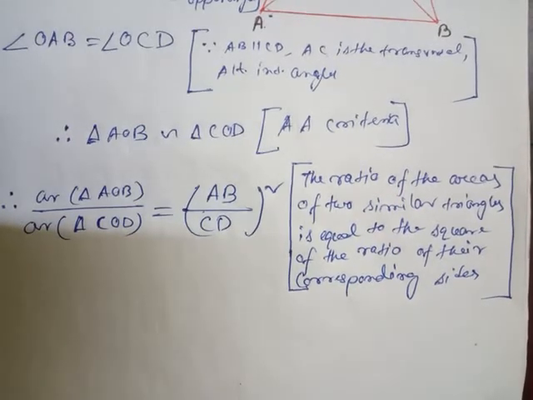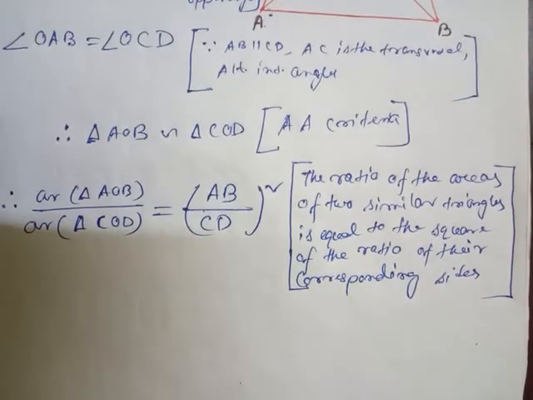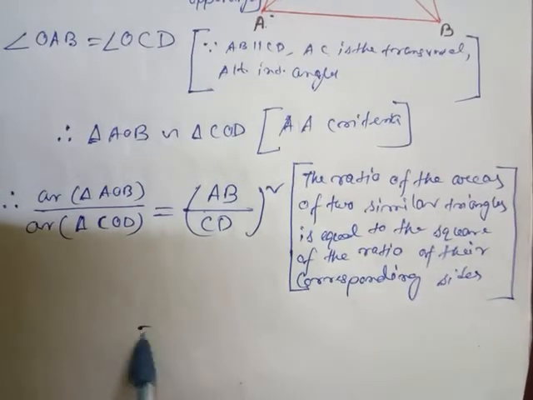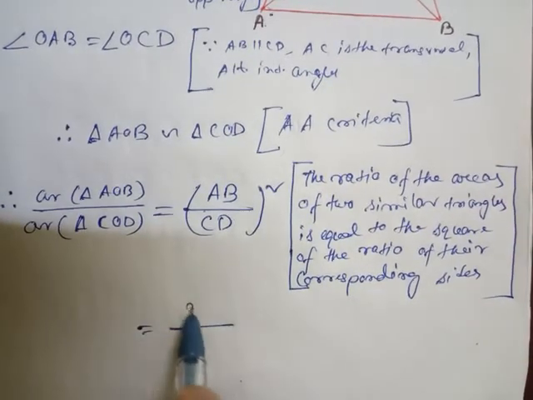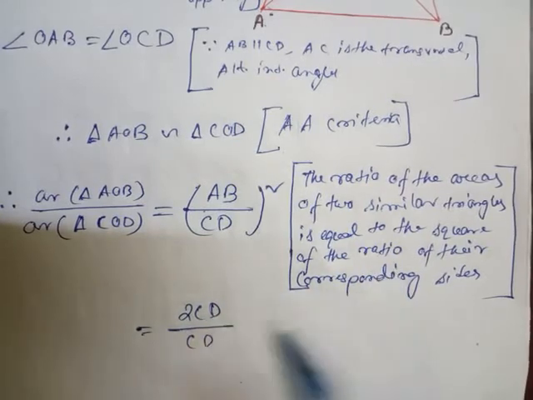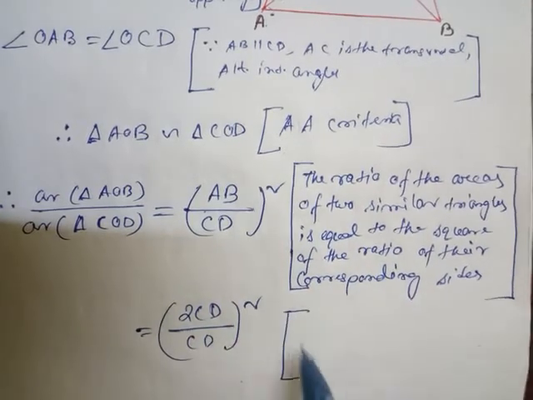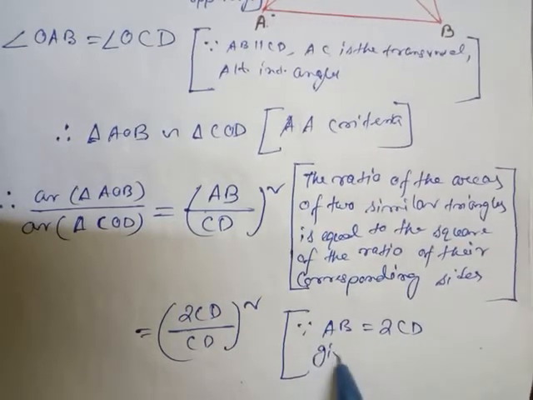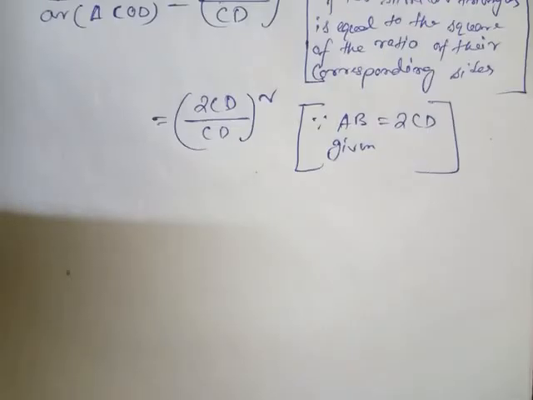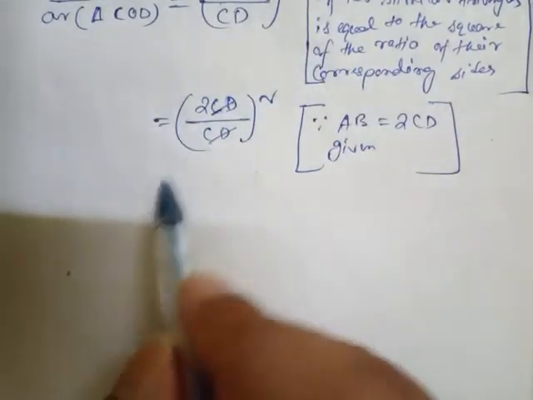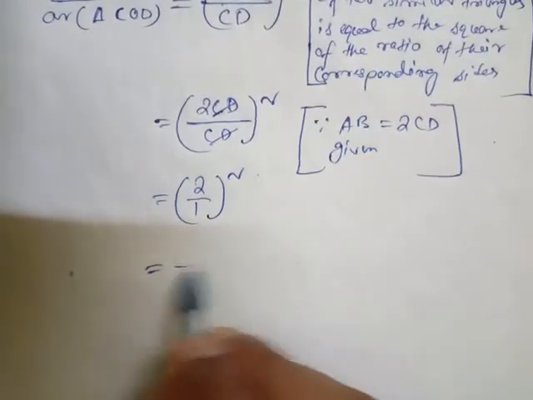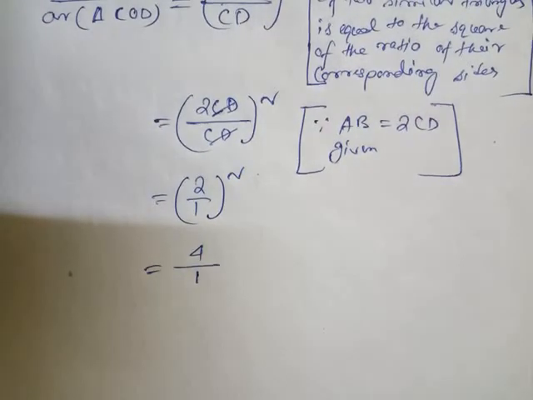Now student, look one more thing. In the given part, in the question, it is also mentioned AB equal to 2CD. So after that, this is equal to 2CD by CD whole square. Reason: since AB equal to 2CD, given. This part is also given in the question. Now look, CD and CD cancel, so there is 2 by 1 whole square, which means 2 square is 4, 1 square is 1, 4 is to 1.